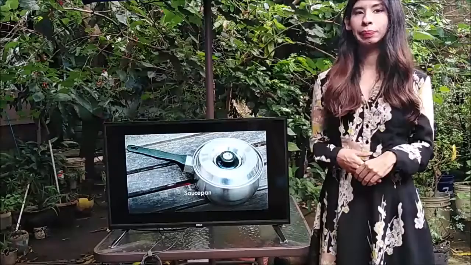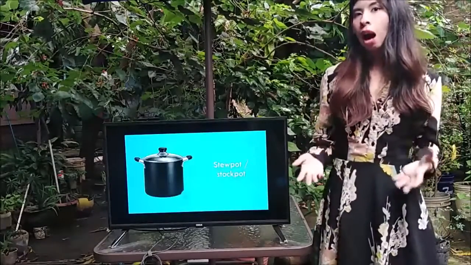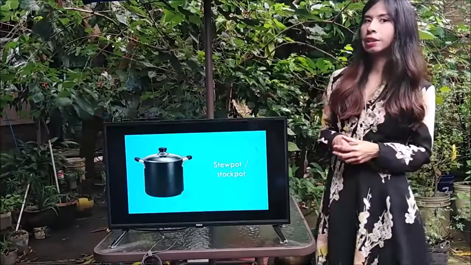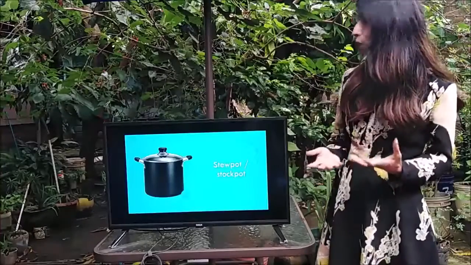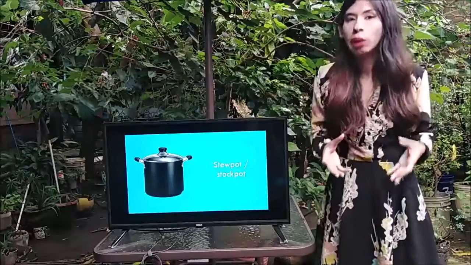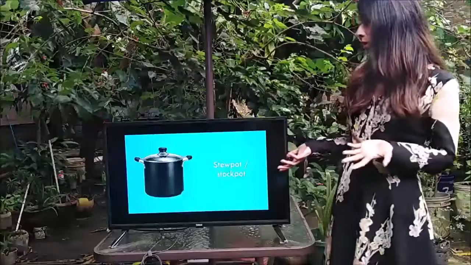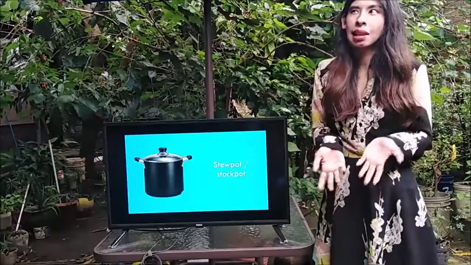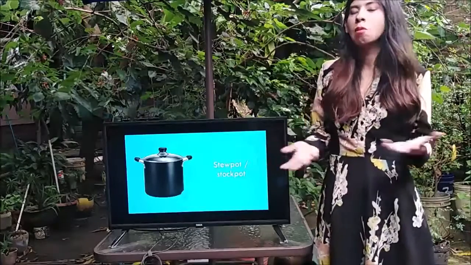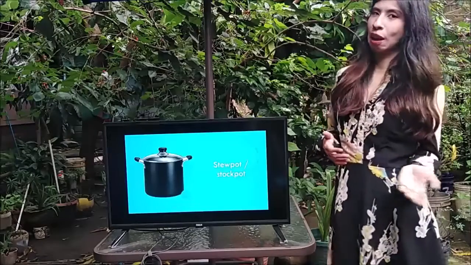Also, we have the actual pot. The pot, it's like a general name, but this kind of pot, it's called either stew pot or stock pot. Why? Because it's the utensil that we use whenever we are actually preparing either stew or some stock. The stock is like a soup, but like it takes more time to be ready. So that is why it's called stock pot or stew pot.